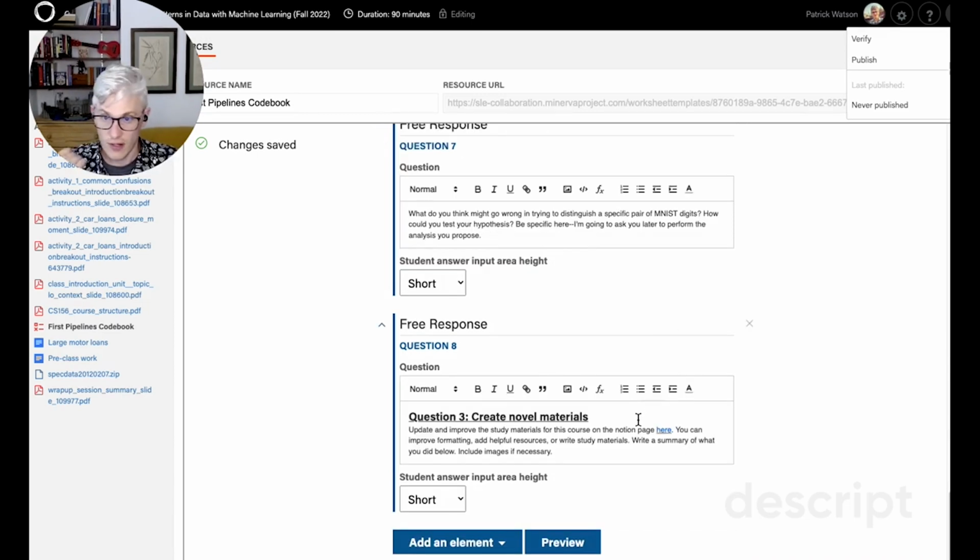And then of course, our standard question 3: create any novel study materials. When you're working through this, what did you use? Share these materials in Slack, share these materials on Notion. You'll get some credit for that here.